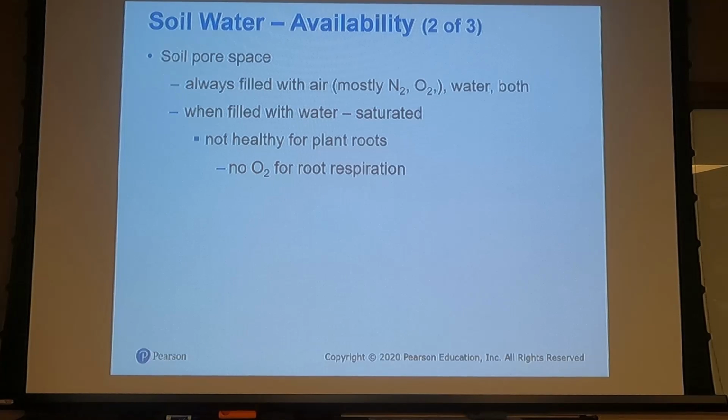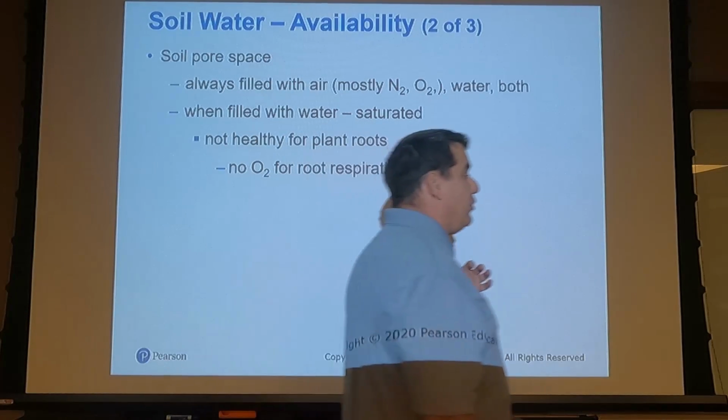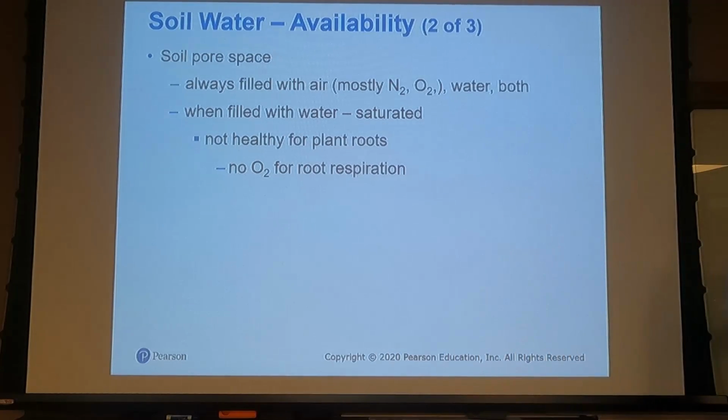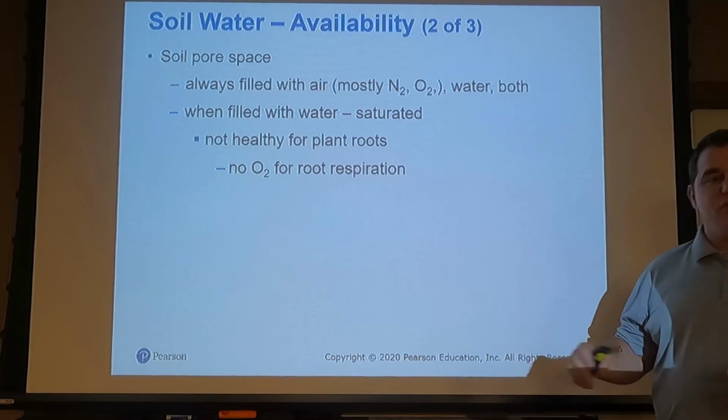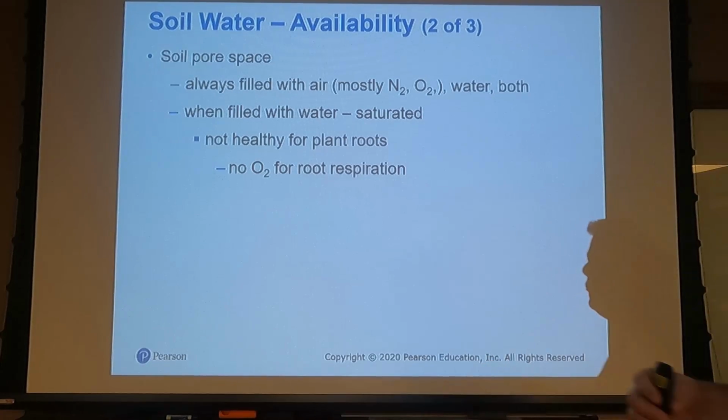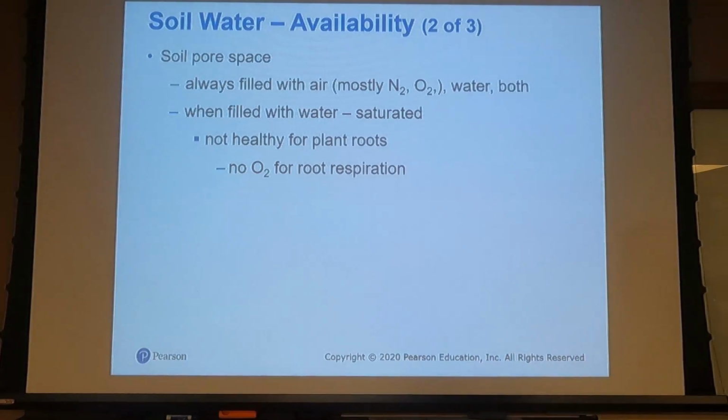When all our soil pore space is filled, we will call that saturated. If it is saturated, then there is no oxygen. There might be a little oxygen trapped in the water as little bubbles, but that's not going to be good because there's no oxygen for root respiration. So those plant metabolic processes are minimized, and the plant could eventually die.